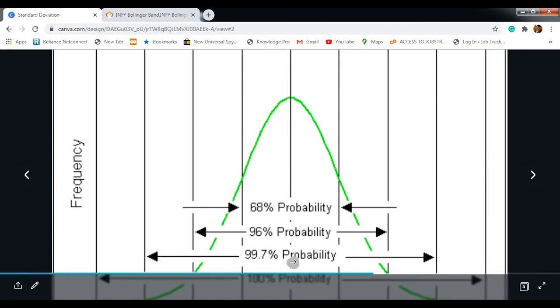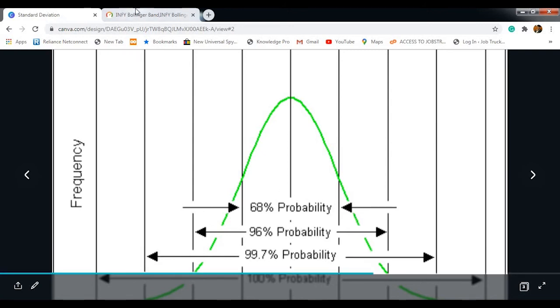So if the class average is 80%, then sometimes some students might get 60. And some may get 50. Some may even get 40. There are numerous possibilities, right? So if it goes below the average, that is a negative deviation. And if it goes past the average, that is a positive deviation.